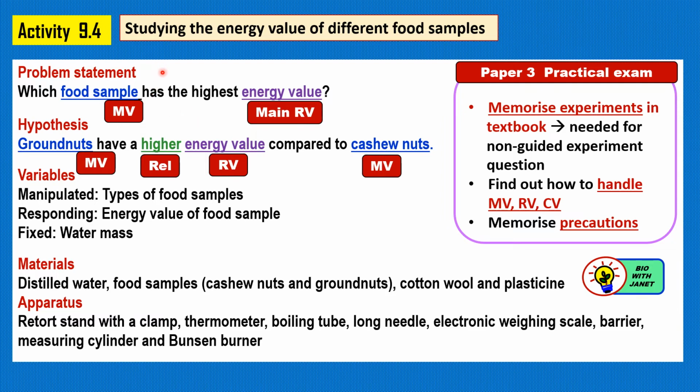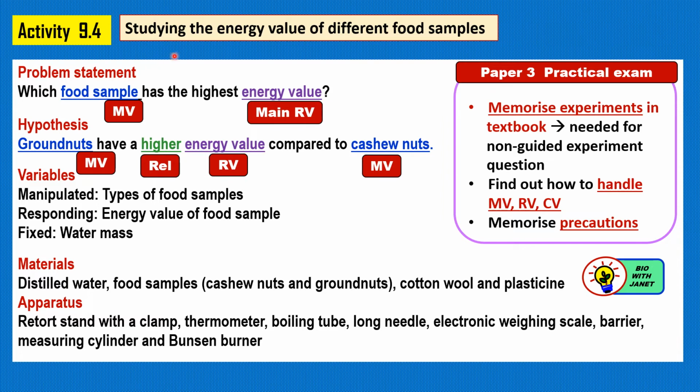Now, the problem statement. What's in the problem statement? The MV and RV and the question, and there must be a question mark. So a problem statement is a question. Now, which food sample has the highest energy value? Because if you look at our objective here, we can determine the MV and RV already. Energy value is your RV, and the different food samples is your MV. So in your problem statement, you must have this MV and RV. You must have the words energy value and food sample.